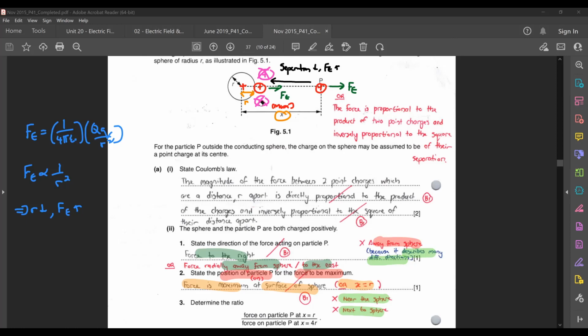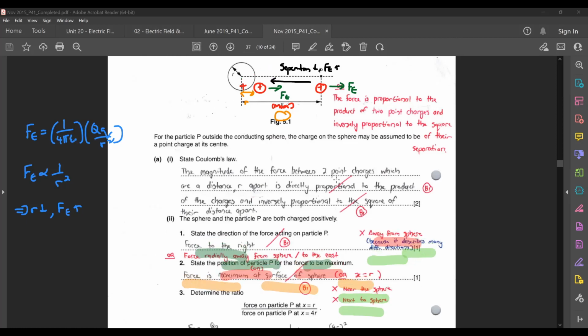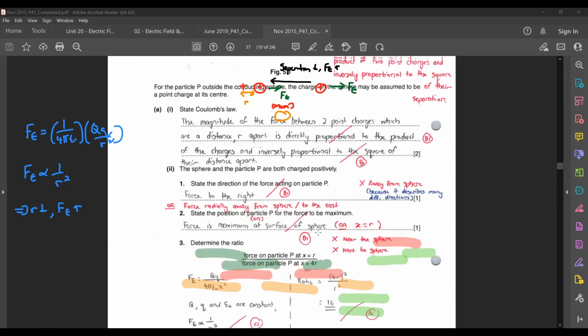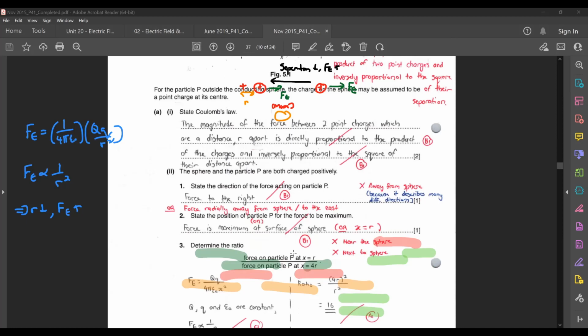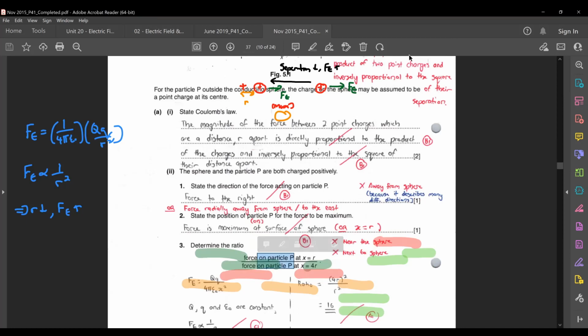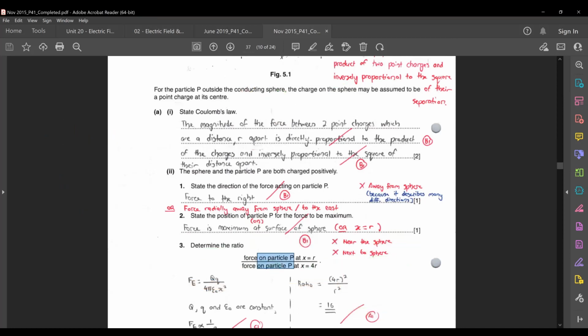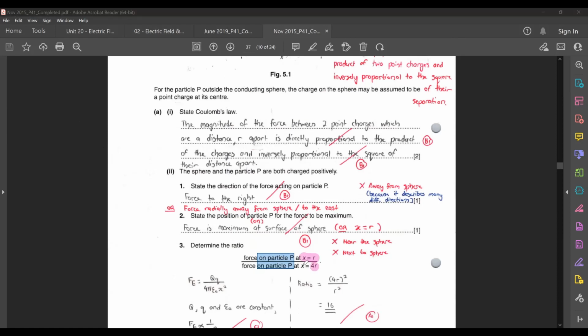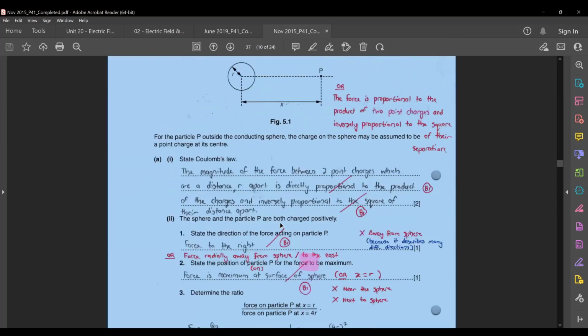Okay, then if you move on to part 3, they are asking you to find out the ratio of the force on particle P for these 2 distances, when x is equal to r and when x is equal to 4r. What is the ratio of the force on particle P itself at r and 4r?